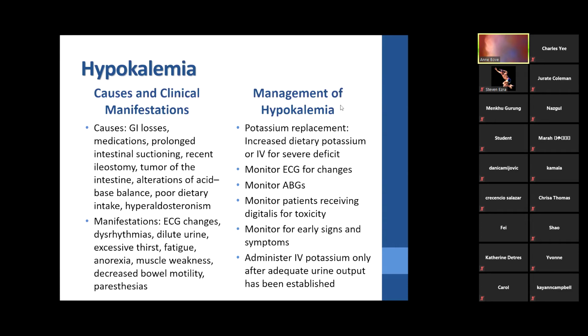You may see dilute urine, excessive thirst, fatigue, and you may see decreased bowel motility, as the body tries to compensate for the loss and creation of potassium and the creation of a metabolic alkalosis. So you're going to consider, as we mentioned earlier, potassium replacement.